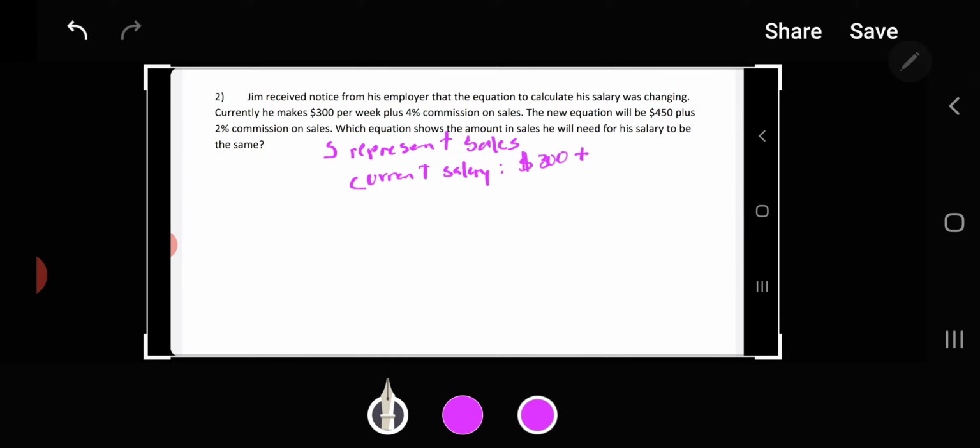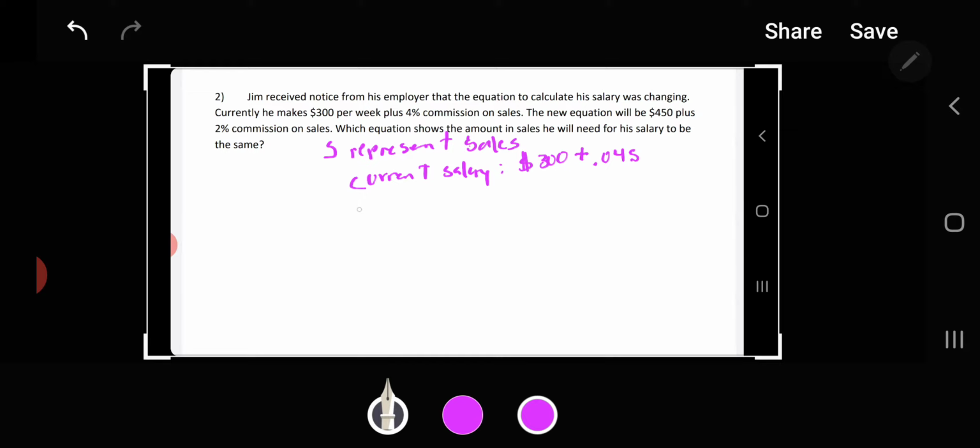So first we're going to convert 4% to 0.04, so a number we can deal with. I'm going to drop the percent sign and move the decimal twice, and we get 0.04. And he makes 0.04 on the total amount of sales he makes, so times his sales.